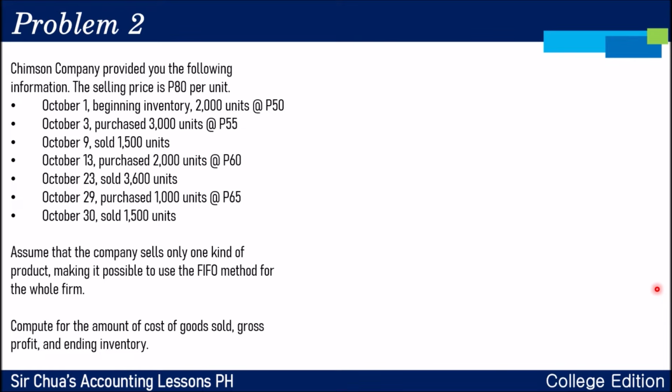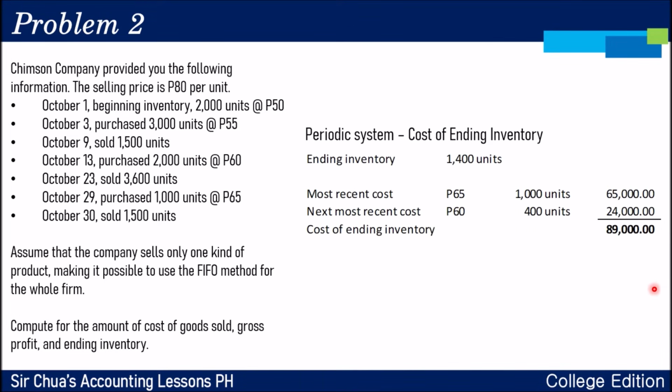Again, when it's periodic, we rely on the physical count at the end of the period. So, if our ending inventory is 1,400 units, your first step is to get the most recent cost. And what is the most recent cost? The 65. Now, if I still have 1,400 units and 1,000 units are at 65, so that 65 covers 1,000 units. Okay? So, 65 times 1,000 units, 65,000.